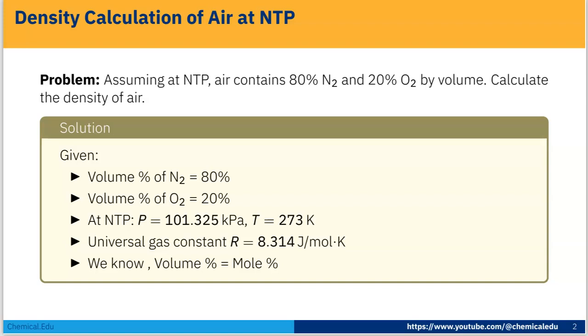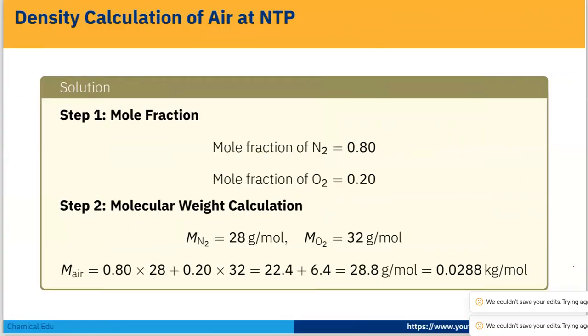So volume percent of nitrogen is 80%, volume percentage of oxygen is 20%. At NTP, P is 101325 kilopascal and T is 273 Kelvin. And universal gas constant R is 8.314 joule per mole Kelvin. So we know volume percent is equal to mole percent. So from here, step 1, mole fraction.